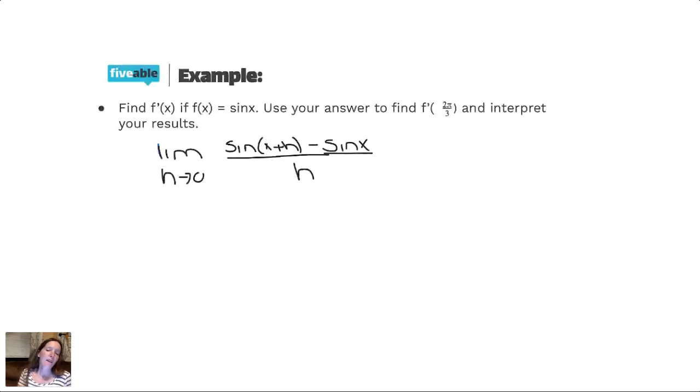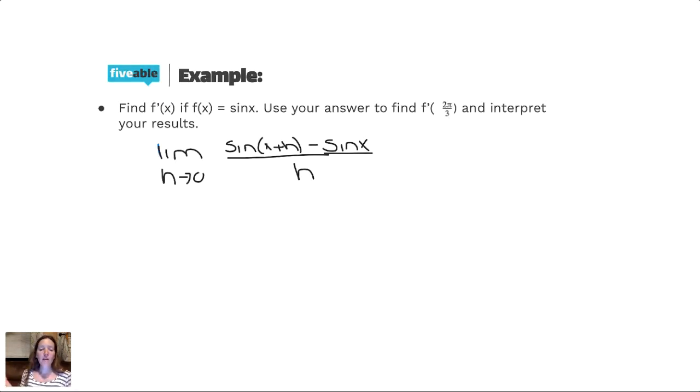And hopefully, most people are going to get to this point and be like, okay, well, now what, right? So plug in 0, you get 0 over 0. Not a whole lot of algebra we can do here. So what you don't want to do is try to distribute that sine, right? Sine is a function. It's an action. It's not a number. So you can't just multiply it in. So we're stuck in that regard algebraically.